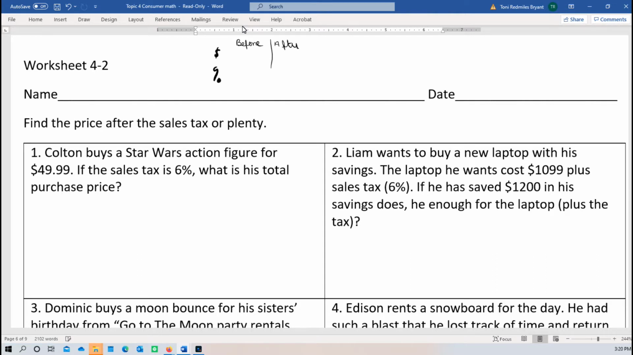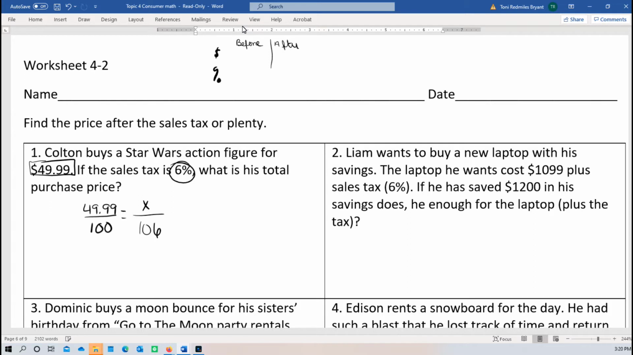All right, so Colton buys a Star Wars action figure. He buys it for this price, so this is what he pays before, which is 100% of his bill. That's what he bought. Taxes are something that we pay above and beyond our bill. So we're actually paying 106% of our bill whenever we pay taxes, and we're going to put that over X.